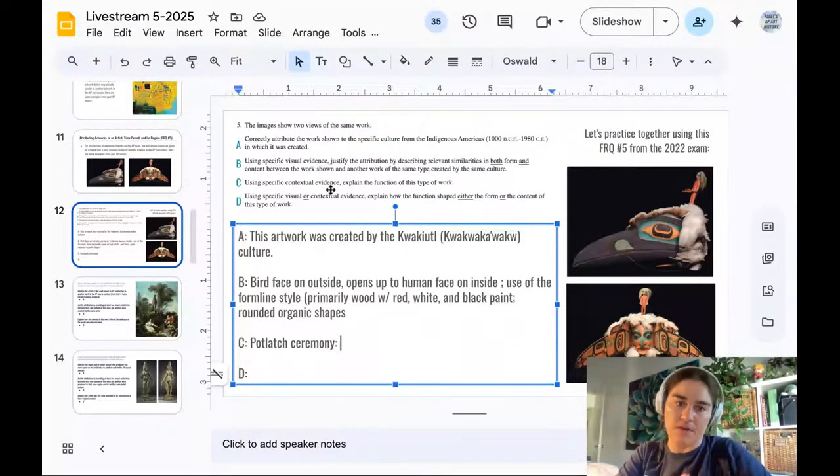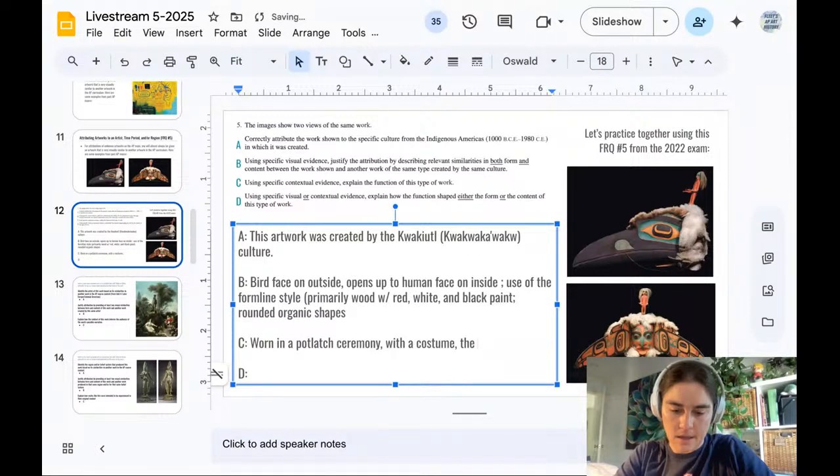So, using specific contextual evidence, explain the function of this type of work. It was worn in a potlatch ceremony, with a costume. And the halves of the mask would be opened by the dancer.